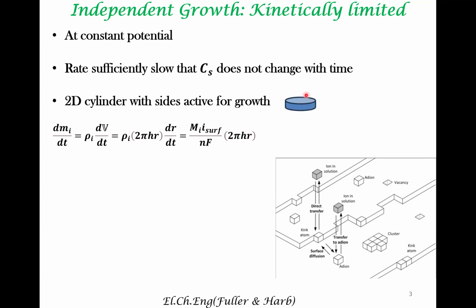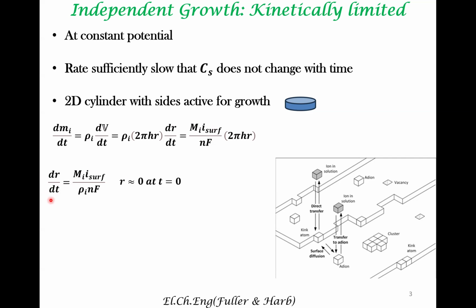And along the periphery of the cylinder, crystal growth is occurring. The rate of change of radius with respect to time is given by this quantity. Once you know the current density associated with a particular growing crystal, you can multiply that by the area to give the current, and using Faraday's law, you can get the moles and multiply that by molecular weight. So these are all fairly simple manipulations. From such an expression, we can get an expression for dr/dt.